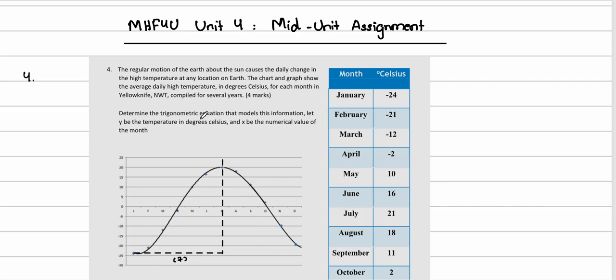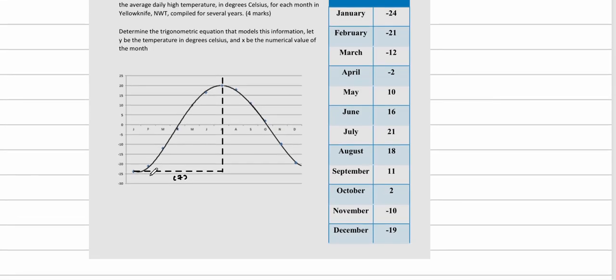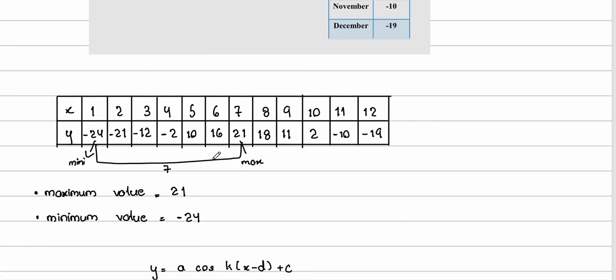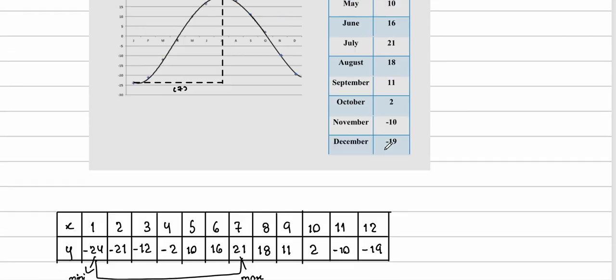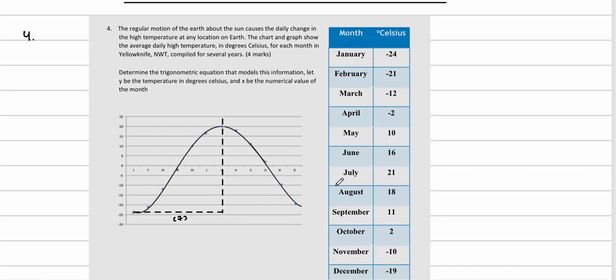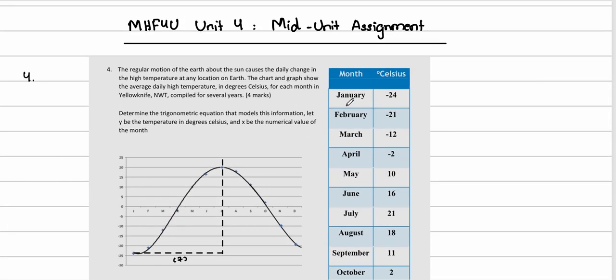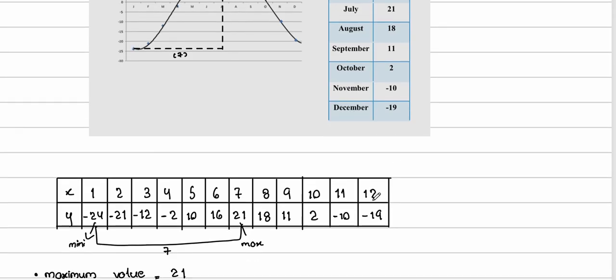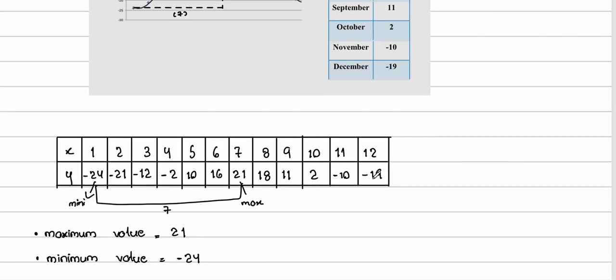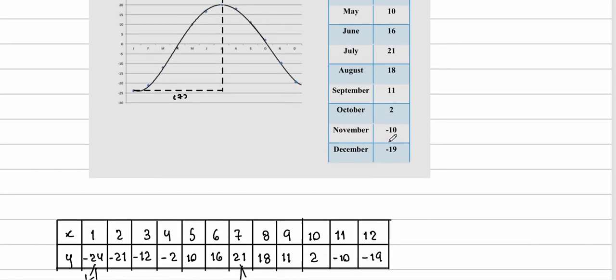Determine the trigonometric equation that models this transformation. Let y be the temperature in degrees Celsius and x be the numerical value of the month. So this is the table given in the question, and this is the graph given. I've already redrawn the table for this information. I let x equal 1 for January until December, so it's going to be 12, which resembles December. This is the Celsius value for each month.